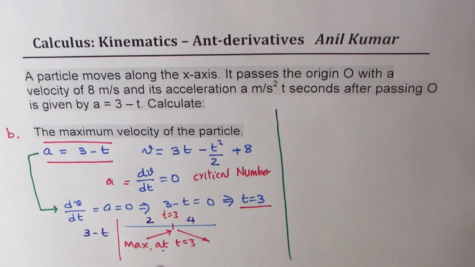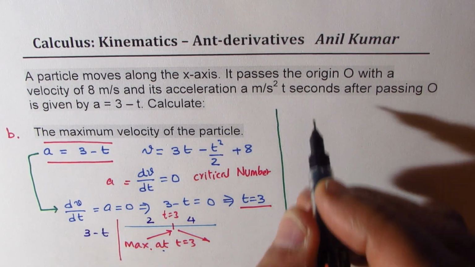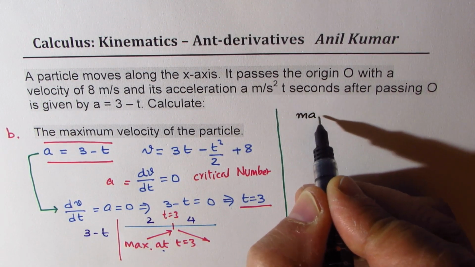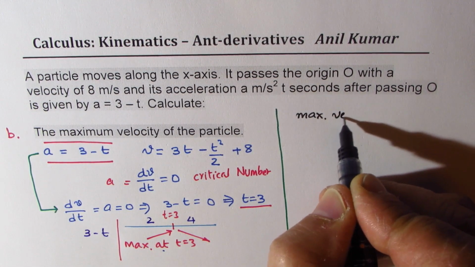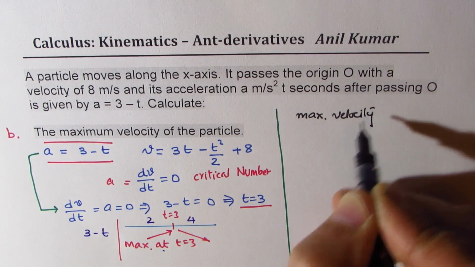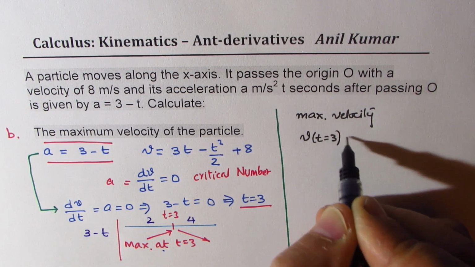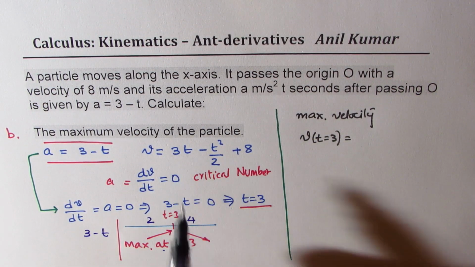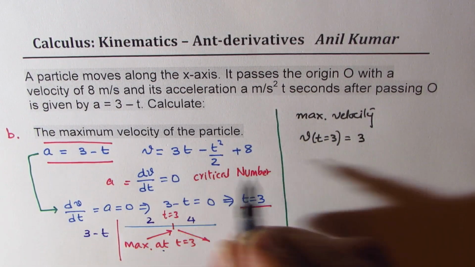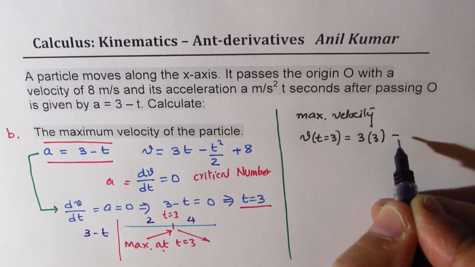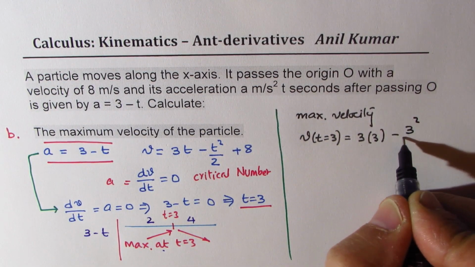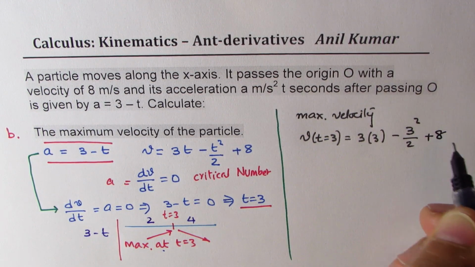Okay, so t equals 3 gives you maximum velocity, so we can now calculate it. Maximum velocity will be at t equals 3, right? So I'm going to substitute this value in our expression, which is 3t, so we'll just write 3 here, minus 3 squared over 2, plus 8.